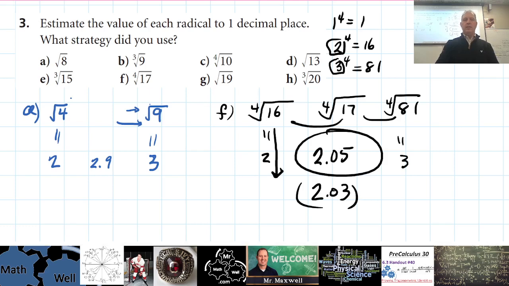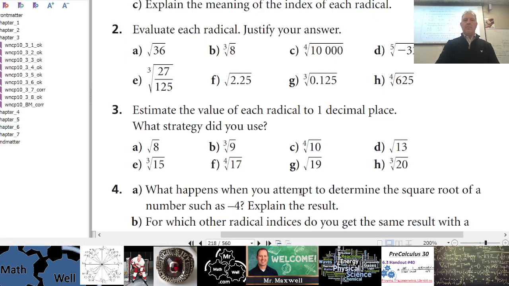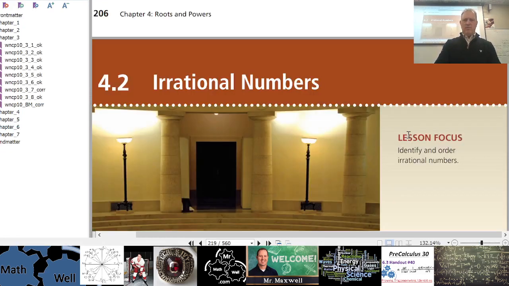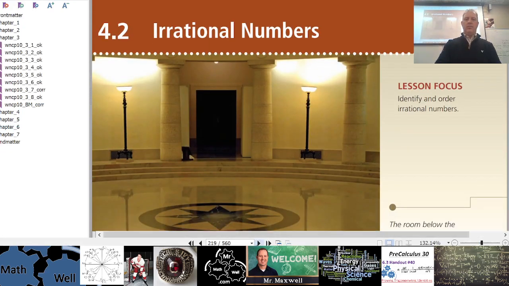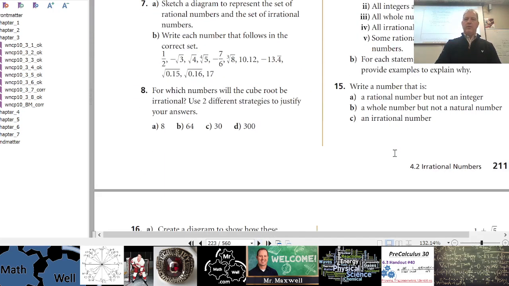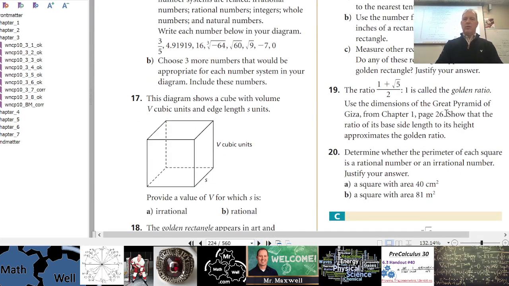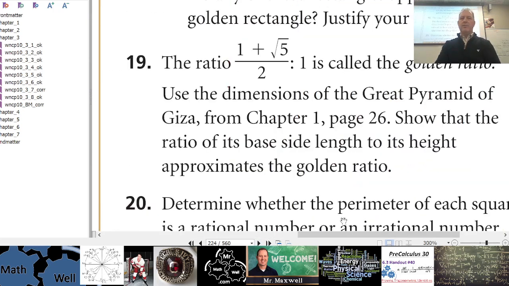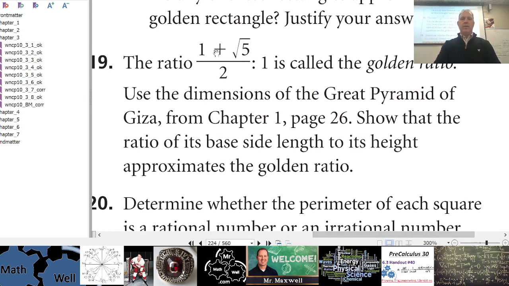We did 19. Was it 19 as well we did? Okay. We did 4.219. So let me just go over that again. 4.219 was the one about the golden ratio. You're basically comparing the decimal form of this ratio. It's called the golden ratio. And when you calculate this on your calculator, you can do bracket 1 plus root 5 bracket divided by 2.